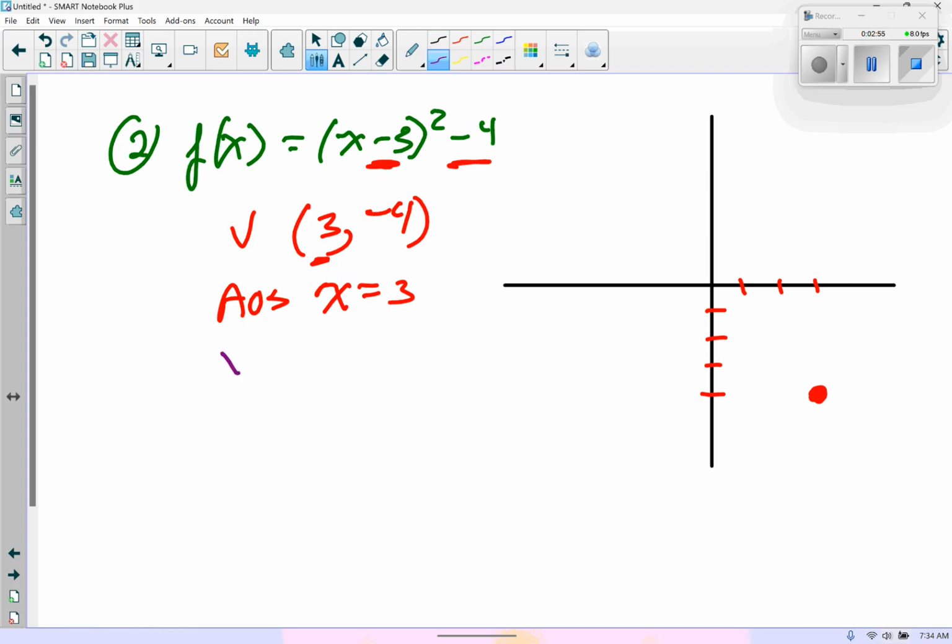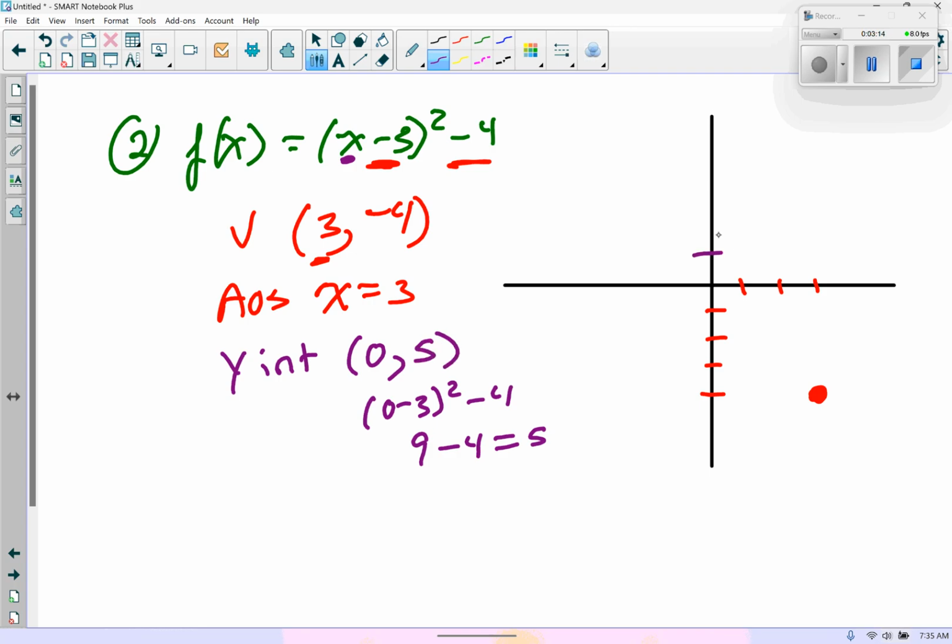In order for me to find the y-intercept, I need to plug 0 in for the x value. So I'm going to get (0 minus 3) quantity squared minus 4, which 0 minus 3 is negative 3. Negative 3 squared is 9. Minus 4 is 5. So there's my y-intercept, which is up here.